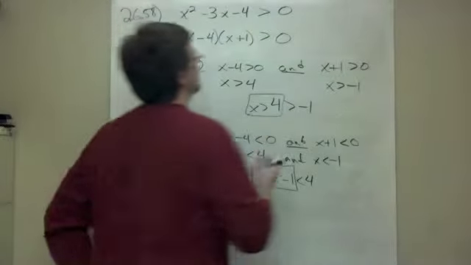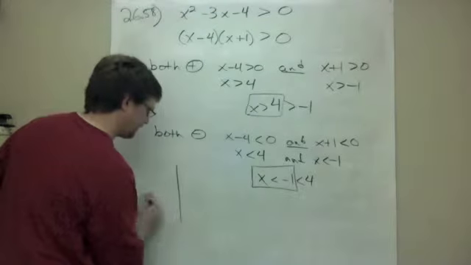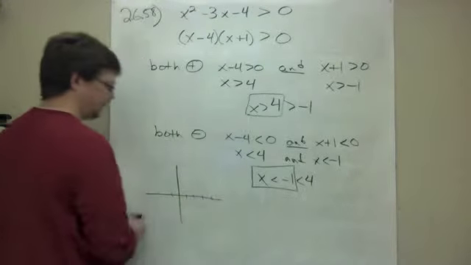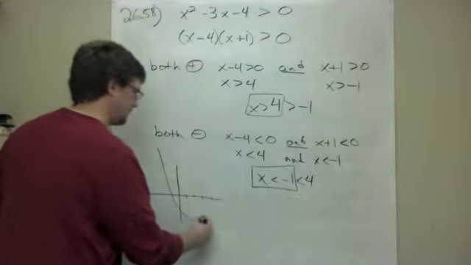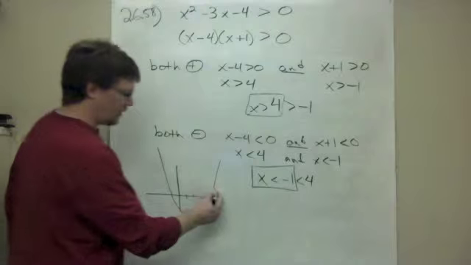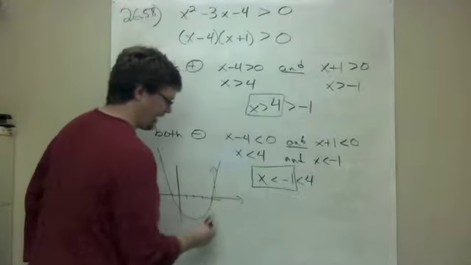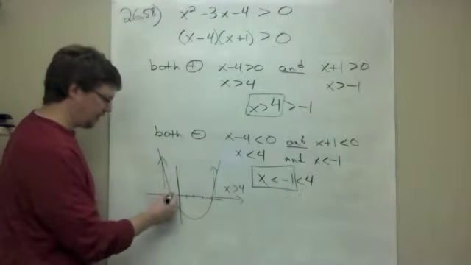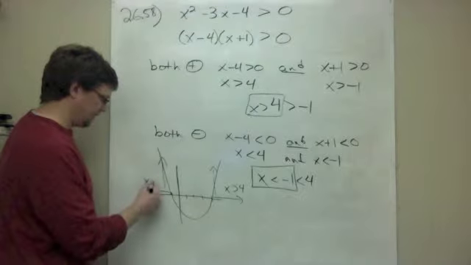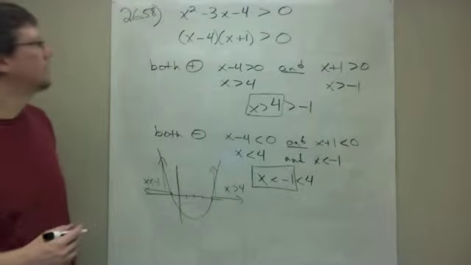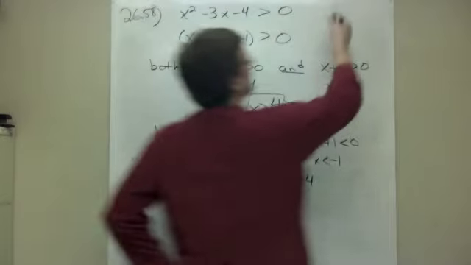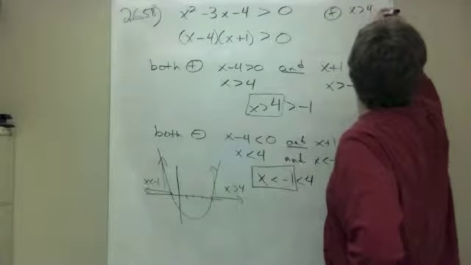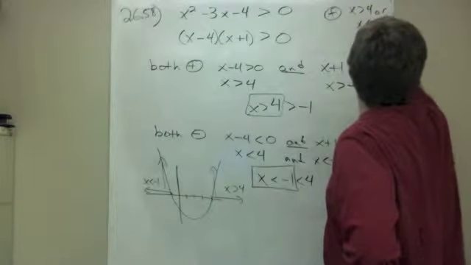Now if we graphed our quadratic, it would look like this. We're positive for all the x's greater than 4. We are also positive for all the x's less than negative 1. So for the positive, we have the conditions x is greater than 4 or x is less than negative 1.